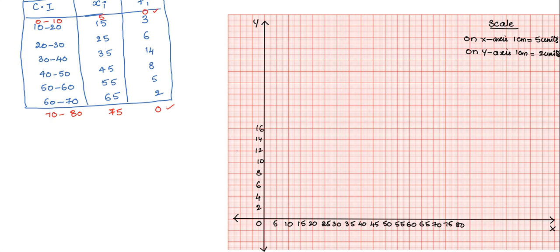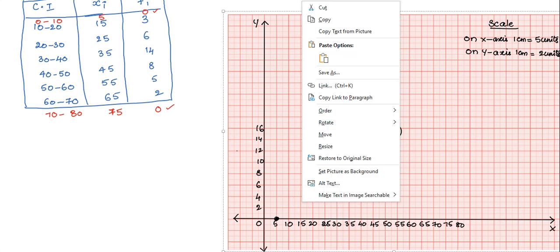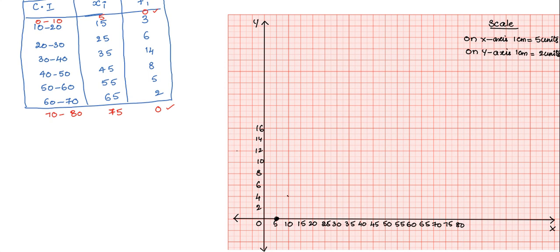Now mark these points. The first point is (5, 0). (5, 0) lies on the x-axis. This is the point. Next is (15, 3). (15, 3) is exactly in the middle of 2 and 4, so you can take it here.